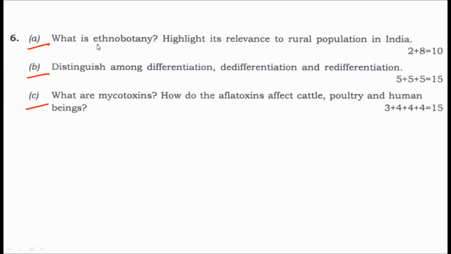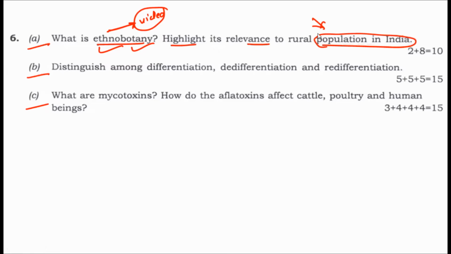The sixth question is divided into three sub questions A, B, and C. The first sub question is: what is ethnobotany? Highlight its relevance to the rural population of India. On our channel, we have a detailed video on ethnobotany and its relevance to the rural population of India. For just writing down what ethnobotany is, you will get 2 marks, and for the rest of the answer, you will get 8 marks, making it a total of 10 marks.